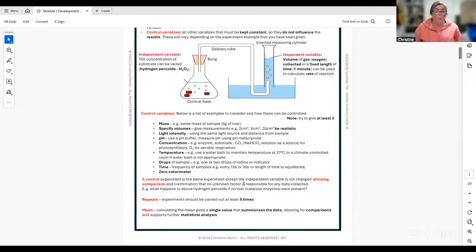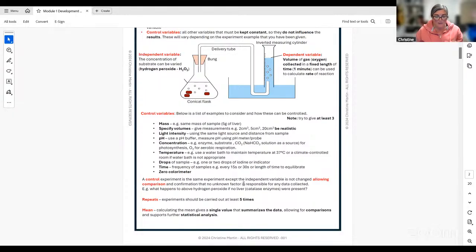So for example, what would happen with the liver cells if they were just put in water? Would these oxygen bubbles be released? And then I'd be looking at comparing that to when I put the hydrogen peroxide in. So you can either do it without the enzymes or you can do it without the substrate, depending on what it is you're actually wanting to look at in the investigation.